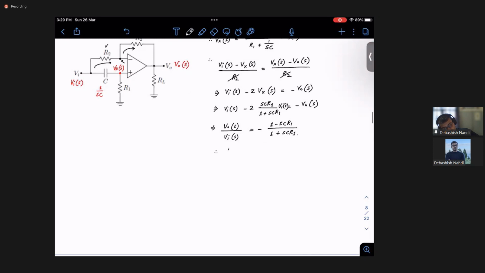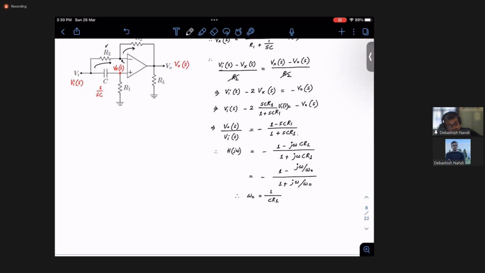So this is your H of j omega, which would be minus 1 minus j omega CR1 over 1 plus j omega CR1. How can you write this? You can write this as 1 minus j omega by omega 0 over 1 plus j omega by omega 0. What is omega 0? Omega 0 is 1 over CR1. Did you see it?